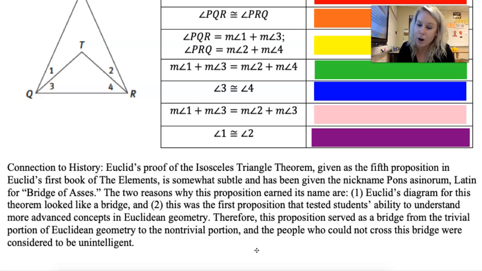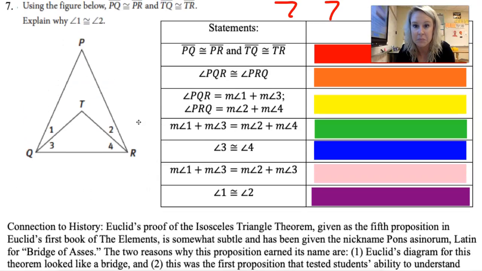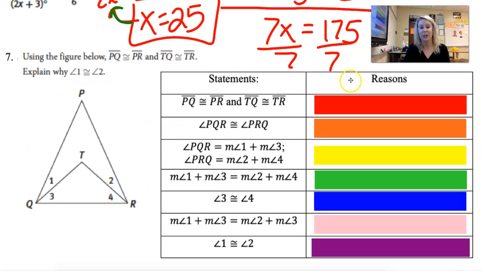The people who could not cross this bridge were considered unintelligent. What? So if you didn't understand this proof back in the old days, you were considered unintelligent. Well, anyway, okay, let's talk about it.